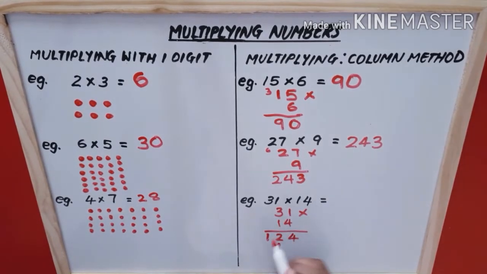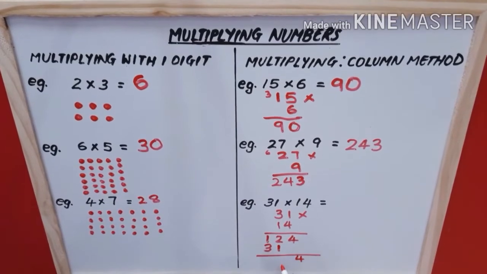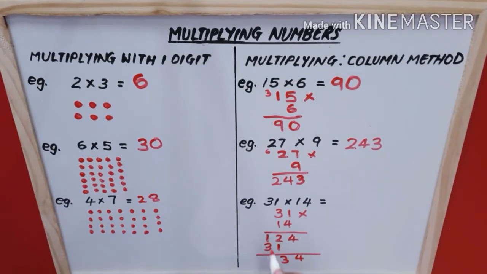Next, you do 1 times 3, which is 3. Now, you have two values here. You have to add these two up. So 4 plus 0 is 4. 2 plus 1 is 3, and 1 plus 3 is 4. So your answer is 434.